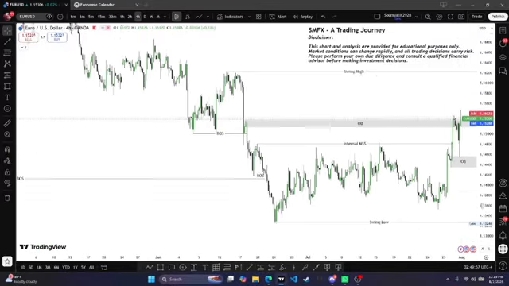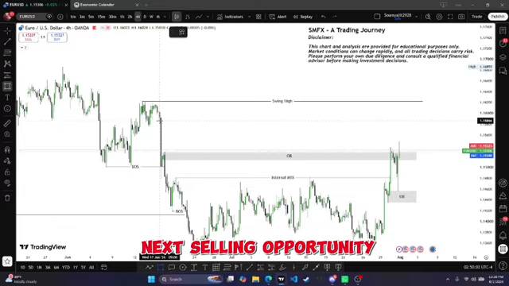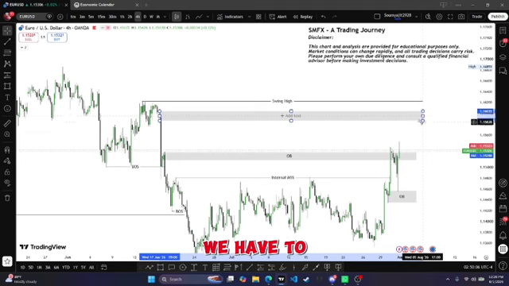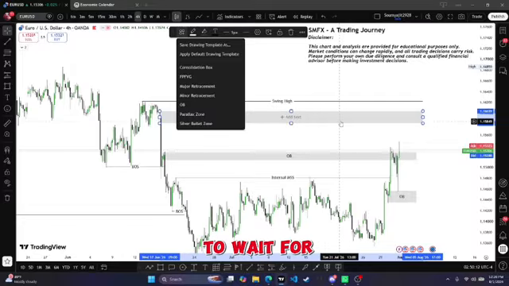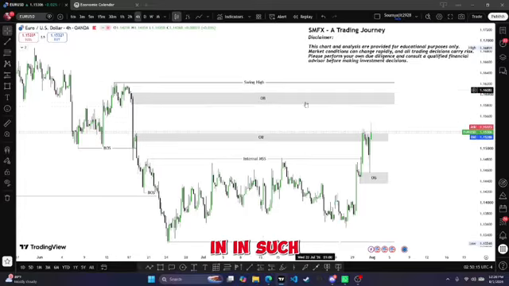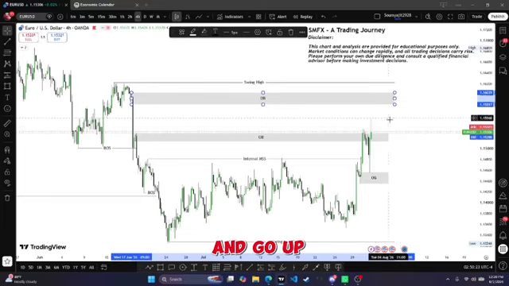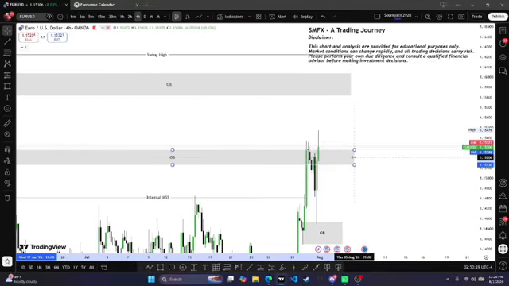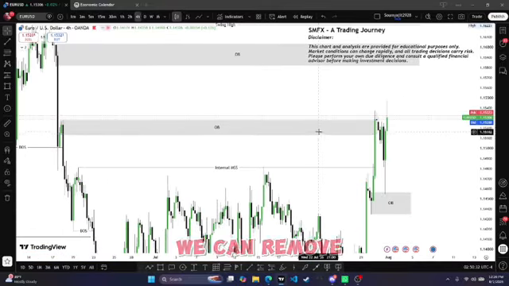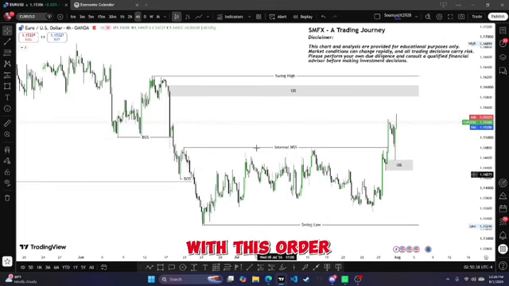All right. Right now, if it breaks above, then where can we expect the next selling opportunity? That will be over here. But we have to keep in mind that we have some liquidity pending above. So we have to wait and see what happens, wait for a reaction over here. In such a case, I would like to see a 15-minute or 1 hour market structure shift at this particular order block, if we break above and go up there. Only in such a case. So this one is already used up. We can remove this. There is no problem.